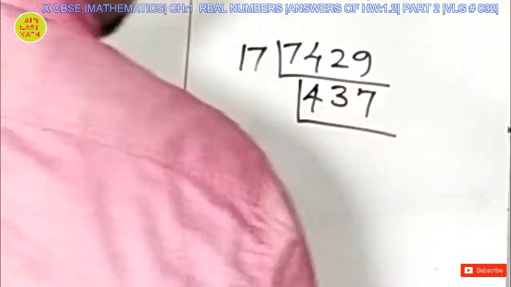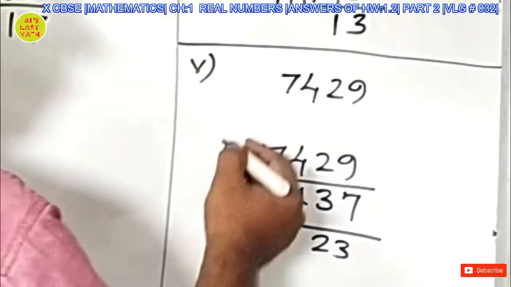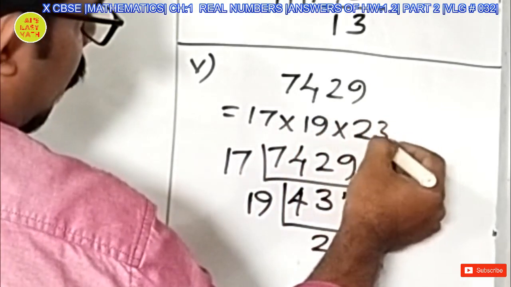437. Okay. So next, 19 and 23. So we have 19 into 23.